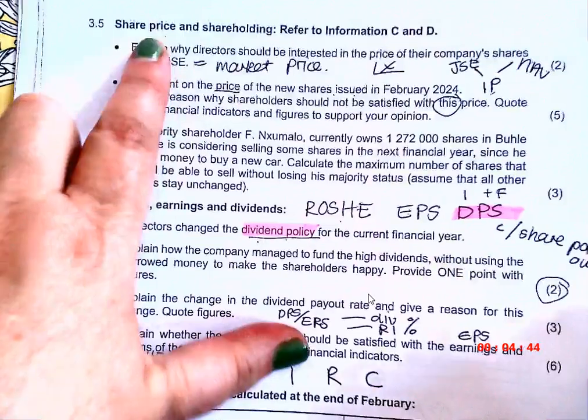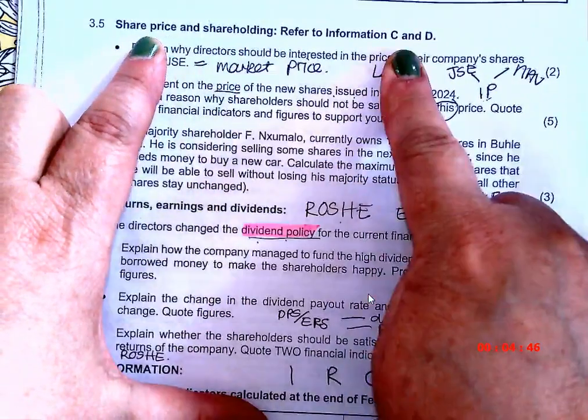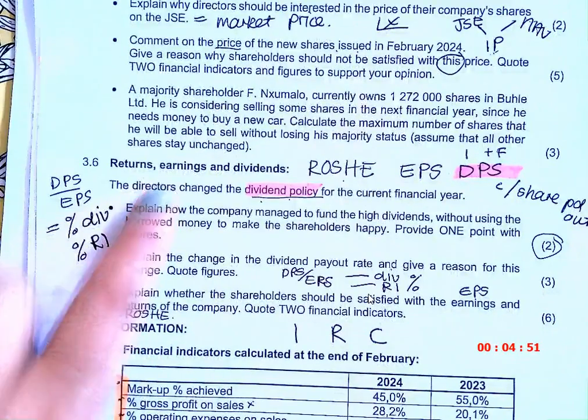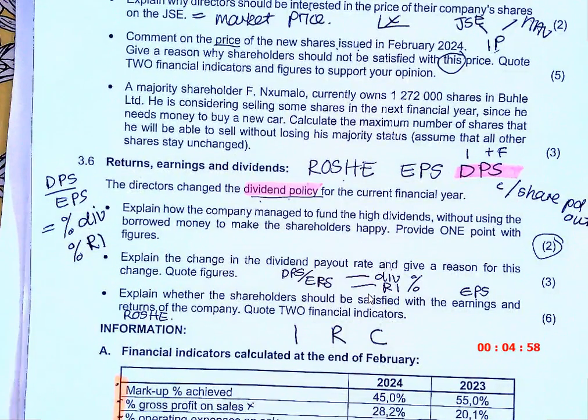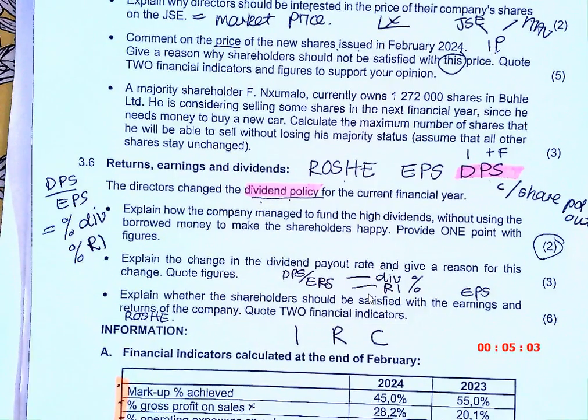If you go to the share price and shareholding, you know it's the majority shareholding thing. If they say returns, earnings, dividends, you know ROCE, EPS, DPS. If they talk about issuing shares or repurchasing shares, you're going to compare it to market price, NAV. This is study work. So you need to go, I would suggest, go home, make a summary of what to use when they ask what. Come and check with me if it is right.